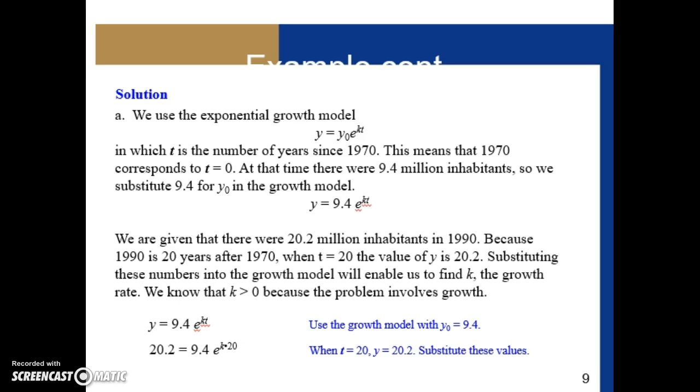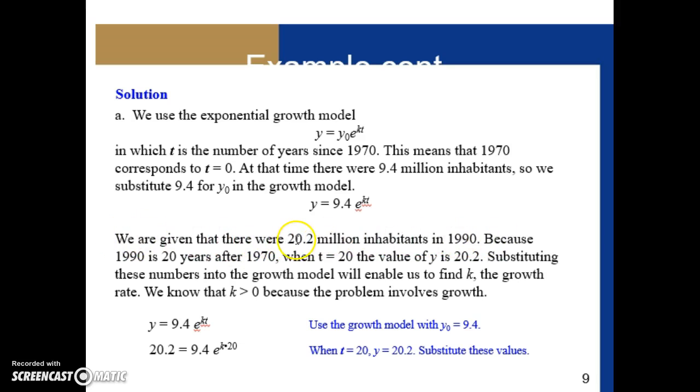So just like we said before, t in 1970 would equal 0, and at the time there were 9.4 million inhabitants. So there is just our general exponential growth model. y equals 9.4, this is going to be in millions, e to the k times t. Now we need to find k, and we're going to use that other information they gave us to find k.